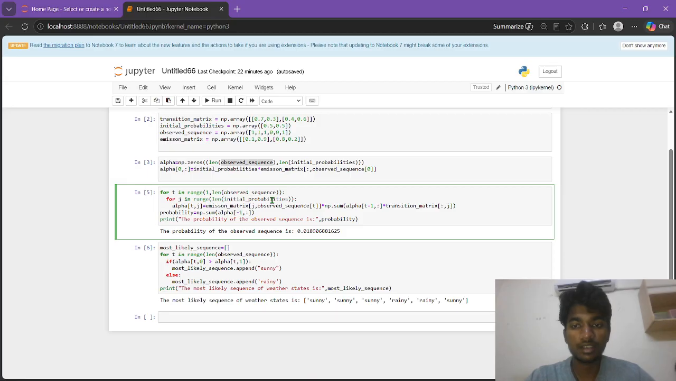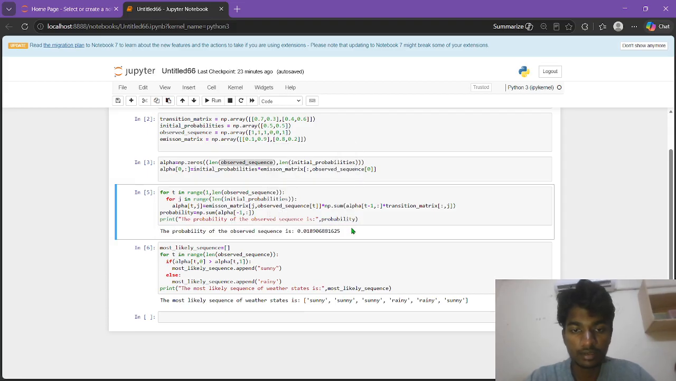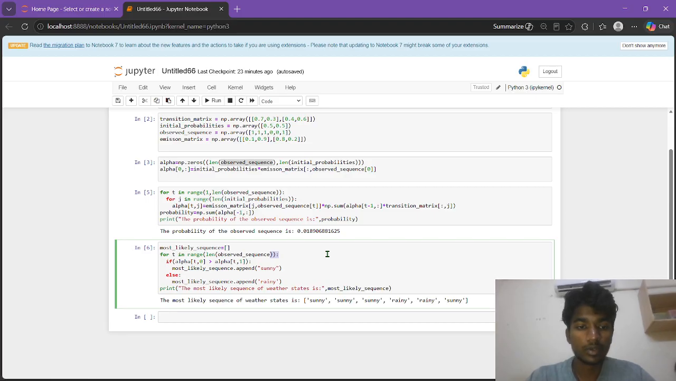The algorithm repeats this for every time step and every state, and finally it computes the probability of the observation sequence, and the probability turned out to be 0.018906881625 for our model. After processing all the observations, alpha minus 1 contains the probabilities of ending in each state. Total probability will be around 0.036 plus 0.004.